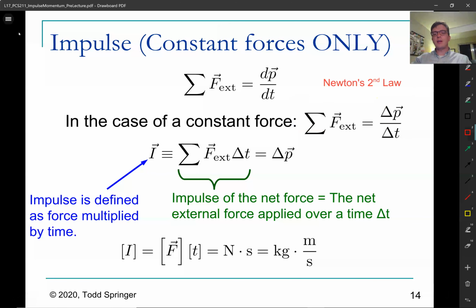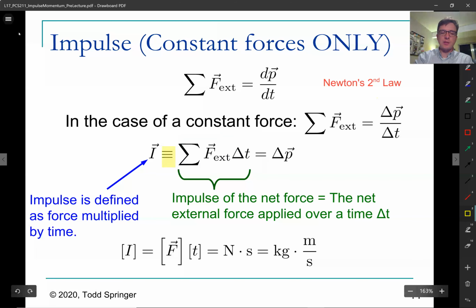So the net external force times the time interval over which it acts is equal to the change in the momentum. That's what that says in words. This thing, the net external force times the time, has a name, and it's called impulse. The impulse of the net force is another way of saying it. Okay. So what is impulse?